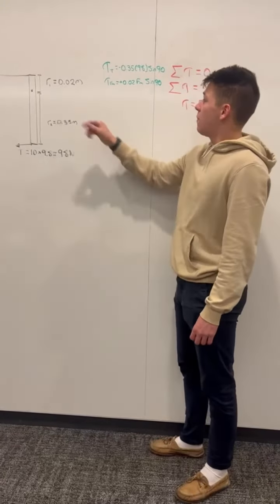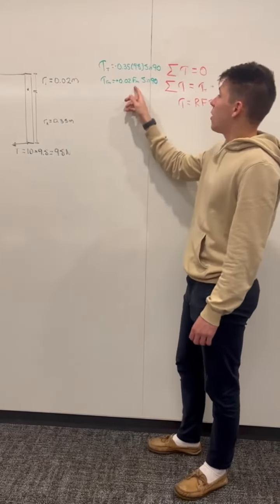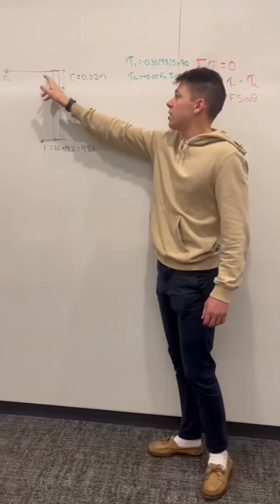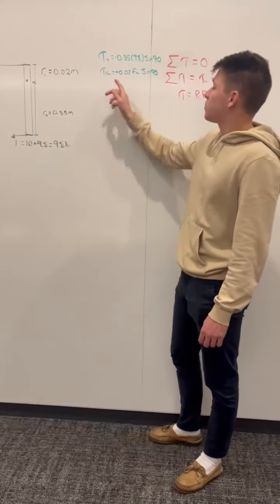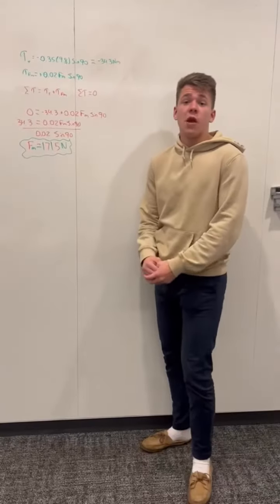To solve for FM, we have radius, 0.02 meters. We don't have FM, this is what we're solving for, and sine 90, because this makes, again, a 90-degree angle. And finally, this is positive because the force rotates it in a counterclockwise direction. So now we're going to solve for FM.